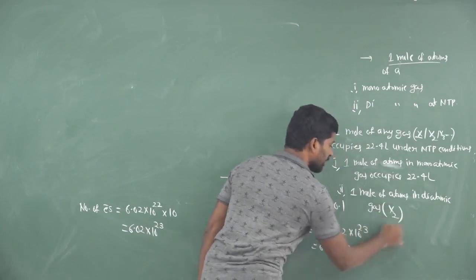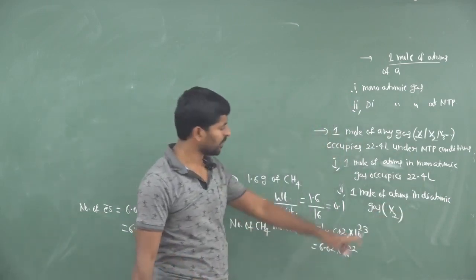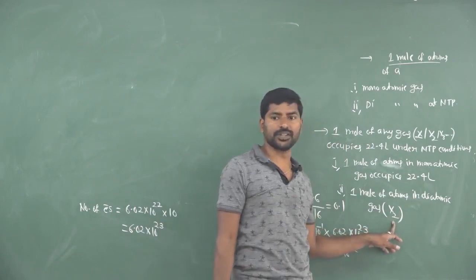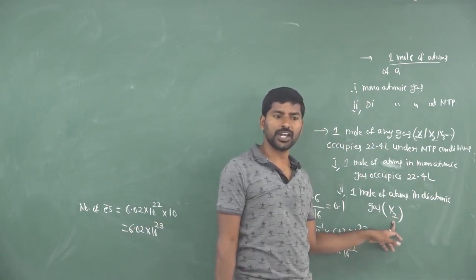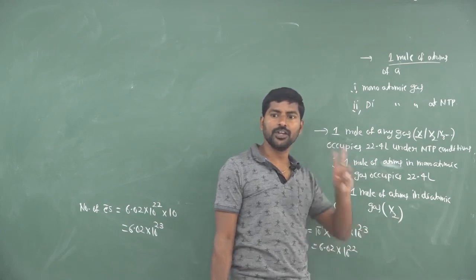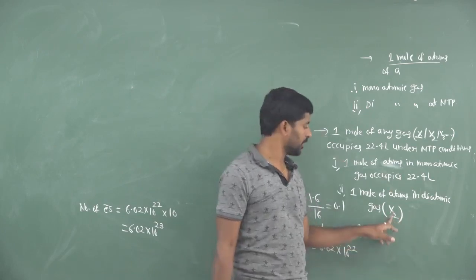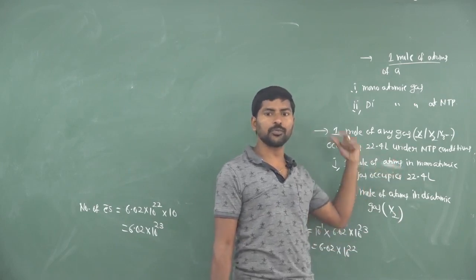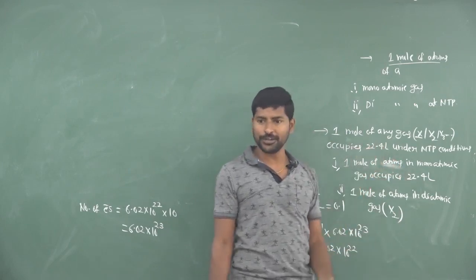Diatomic gas means X2. In 1 mole of diatomic gas, how many moles of atoms are present? 2 moles of atoms are present. That means 2 moles of atoms occupy 22.4 liters. Then 1 mole of atoms occupies 11.2 liters.